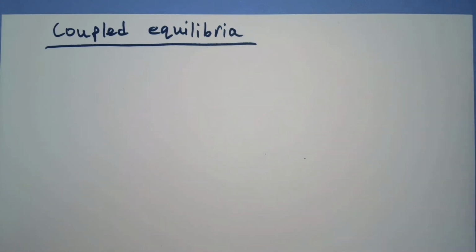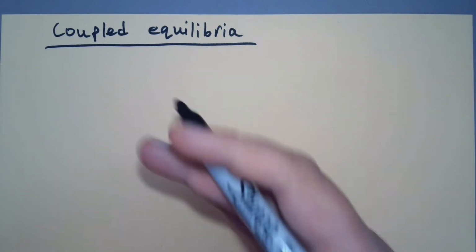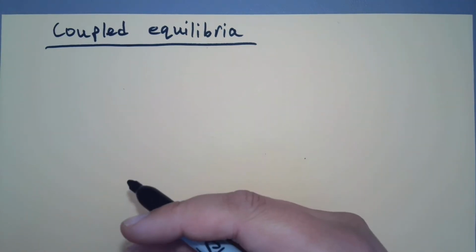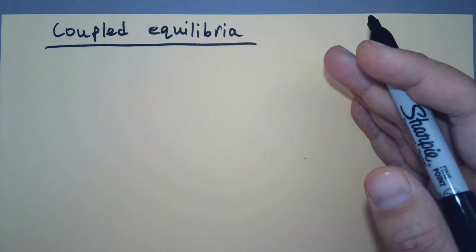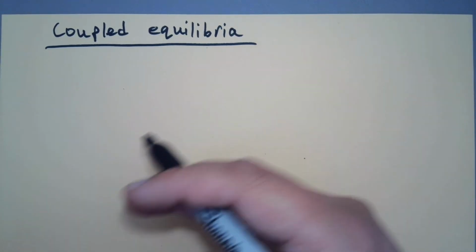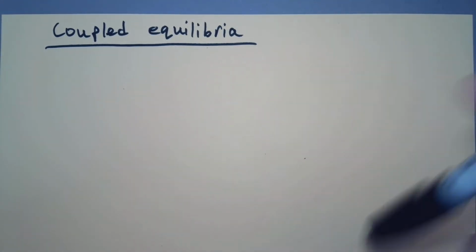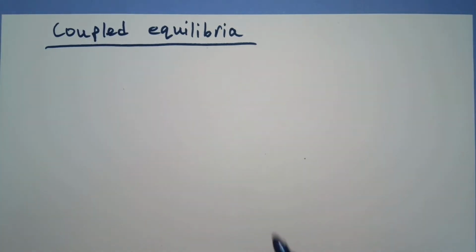So, if you're like, how does electrochemistry tie into equilibrium? Well, guess what happens when you have a dead battery? It's at equilibrium. Alright? You have to push it off equilibrium and then get work out of it as it returns. Alright? Anyway, let's talk about coupled equilibria.